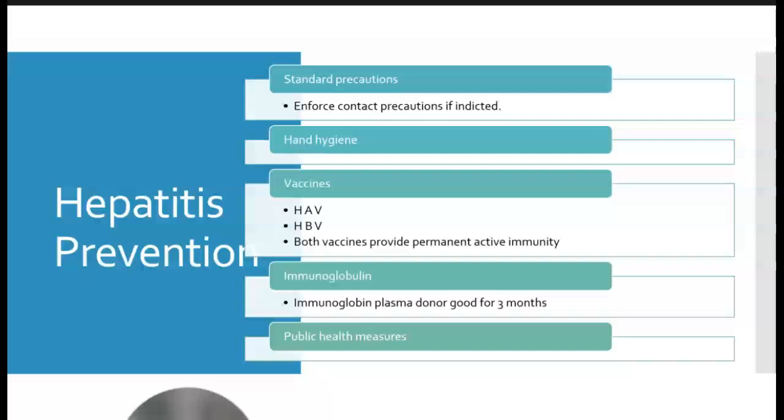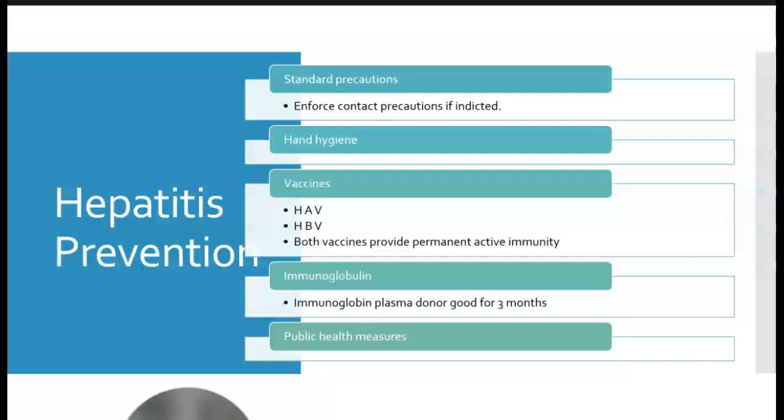Vaccines, we do have a Hep A vaccine and we have a Hep B vaccine. Both of these are going to give you permanent active immunity. So once you get both of the series, hepatitis A I think is a series of 2, hepatitis B is a series of 3, they should give you permanent active immunity. However, sometimes the immunity can wax and wane and they can draw titers to see where you are, and you might have to have a booster, but they should give you permanent active immunity.